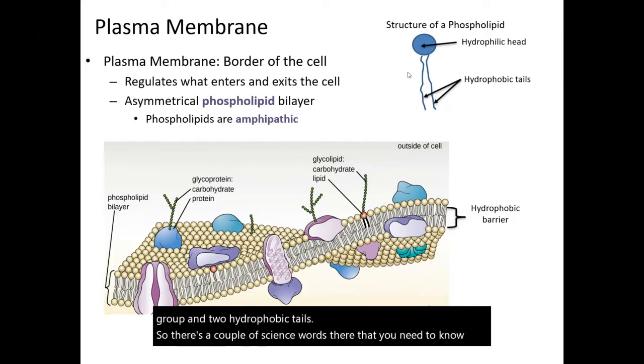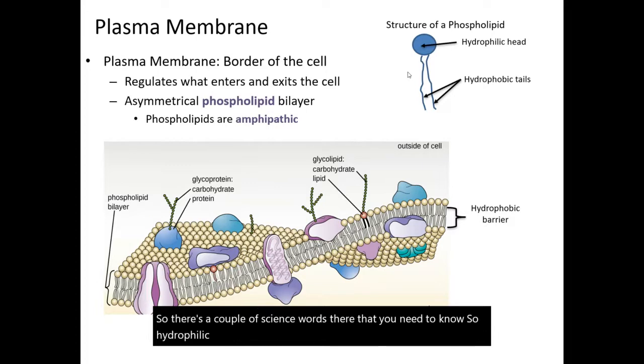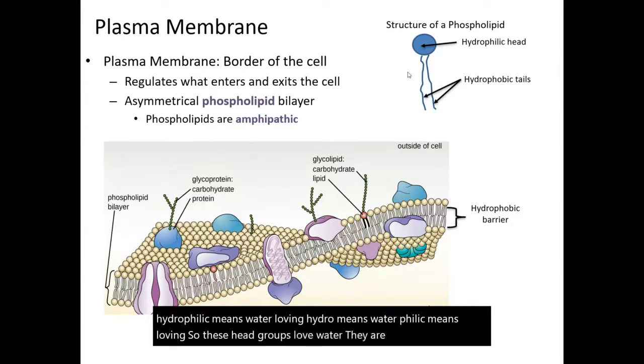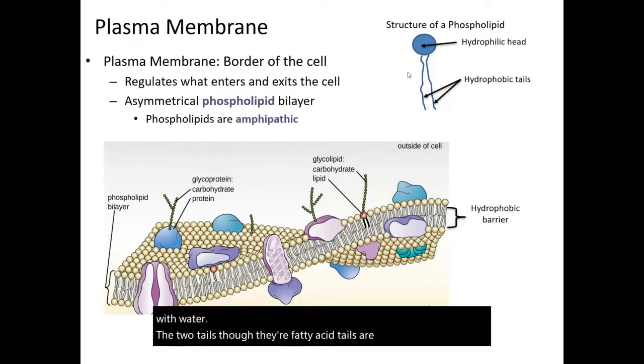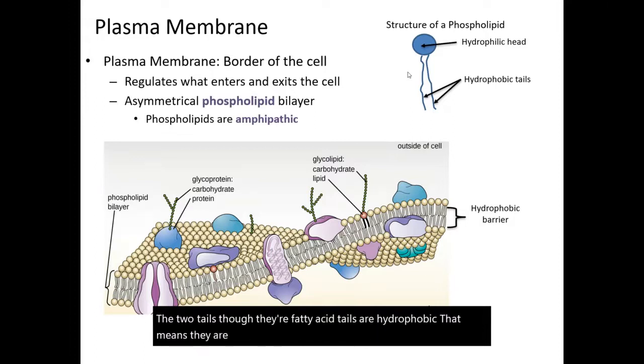Hydrophilic means water loving. Hydro means water, philic means loving. So these head groups love water. They are very compatible with water. The two tails, though, they're fatty acid tails, are hydrophobic. That means they are water fearing. Again, hydro means water, phobic, like phobia, means fear. So these fatty acid tails do not like water. They are not compatible with watery environments.